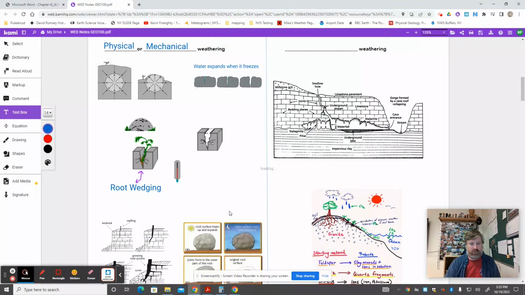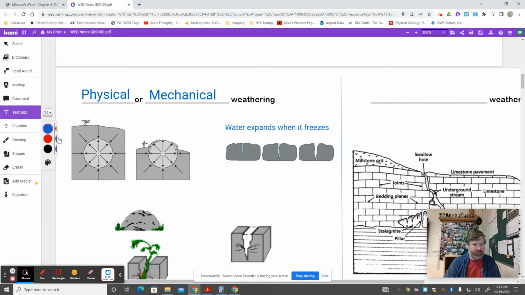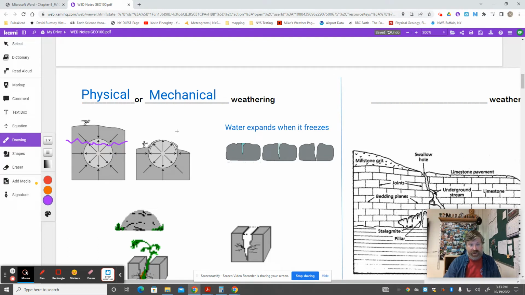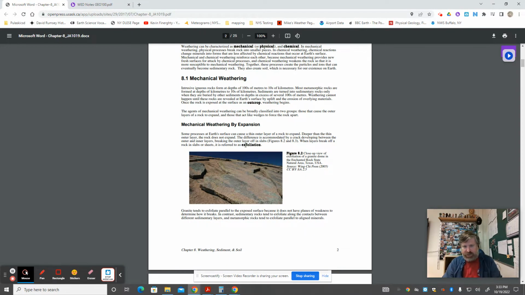What else? Your book really liked this one, the unloading or exfoliation. So here's the idea. Take an arbitrary measurement, this circle of rock, right? Back in the age of dinosaurs. And then, through these processes, have the top get worn away so that this is exposed. Well, this used to be under all this pressure, and now that's not there, which allows this to expand a little bit, but it's rigid. So when it expands, it breaks along, they say both, expansion or exfoliation.